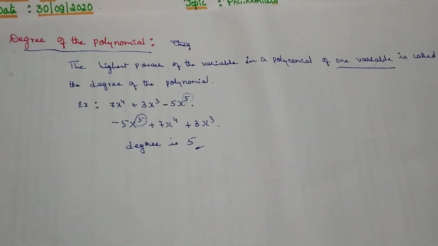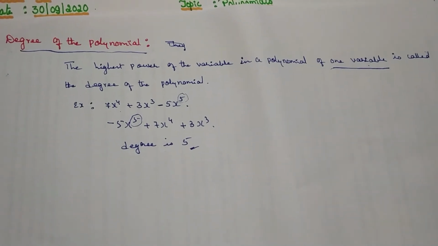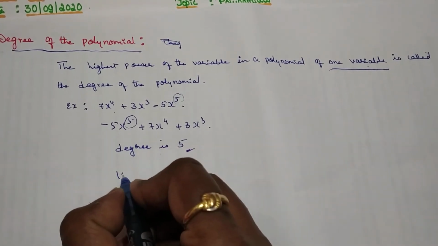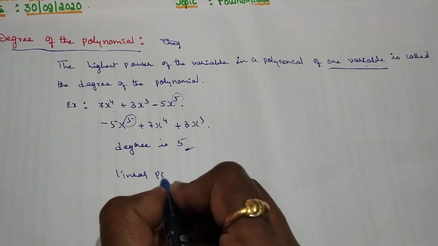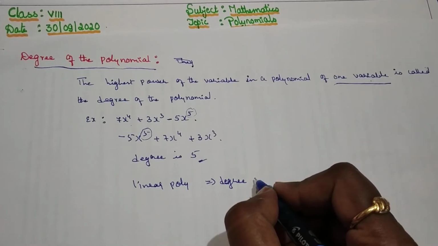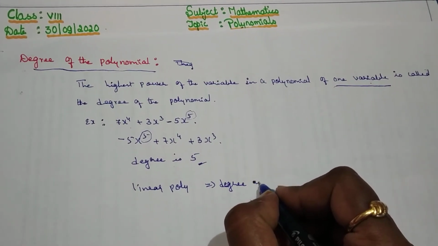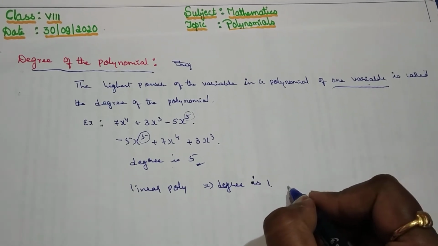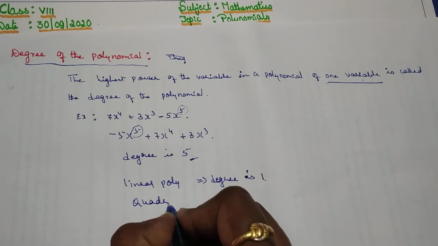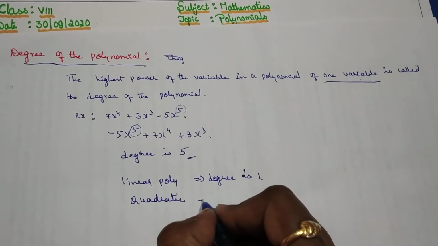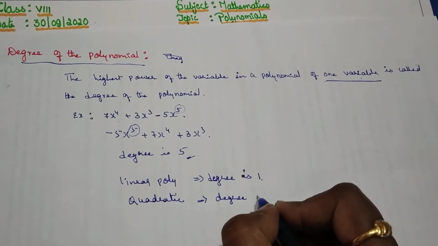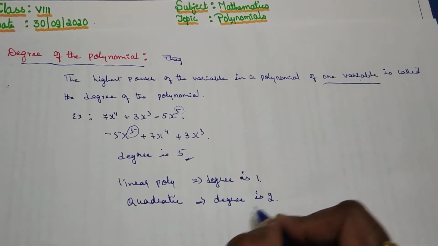So based on the degree of the polynomial, there are different types of polynomial. The first is called a linear polynomial. A linear polynomial is one where the highest degree in the polynomial is 1. Then comes the quadratic polynomial, where the highest power, the degree of the polynomial, is 2. Then it is said to be a quadratic.